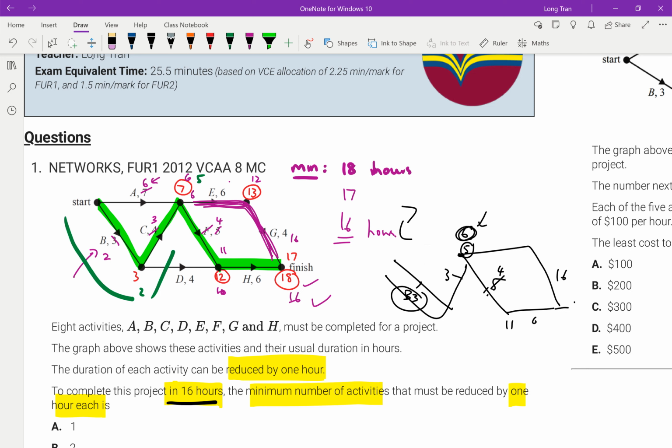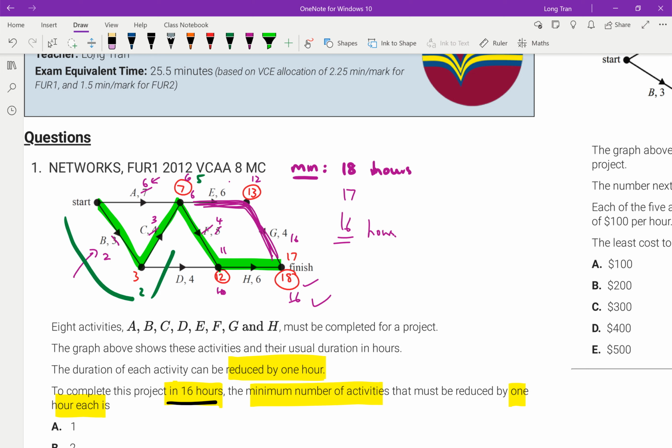That's why there was no need to reduce B, and therefore the ones that I had reduced were A, which became from 7 down to 6, I minus 1. C, I reduced in order to keep the critical path, so I had to reduce C by 1. And then once I've got C, F was my next one that I changed, minus 1. And this should take off 3 hours overall. That's how I get 16.